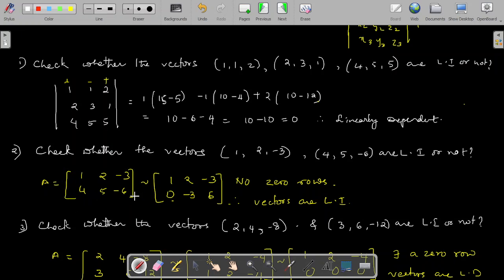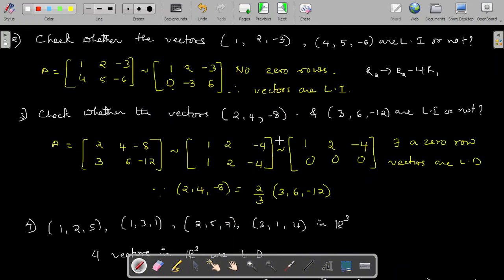Write the matrix with the vectors as its rows. Now convert this matrix to the echelon form. If you don't know what row echelon and row reduced echelon matrices are, I have shared a link in the description box. Please watch that video. Now R2 changes to R2 minus 4 into R1. So 4 minus 4 gives you 0. 5 minus 4 times 2 is 8, that is minus 3. Minus 6 plus 4 times 3 is 12, that is 6. So now this is in the echelon form. There are no 0 rows, hence the given vectors are linearly independent, because none of the vectors is a multiple of another.